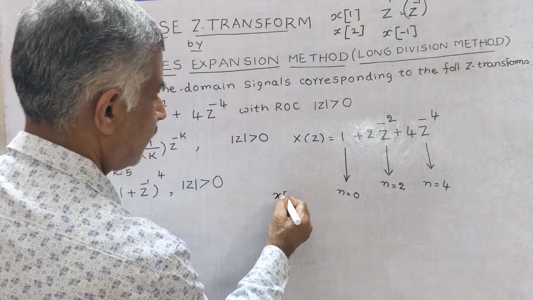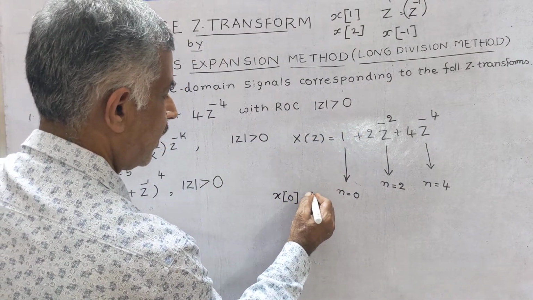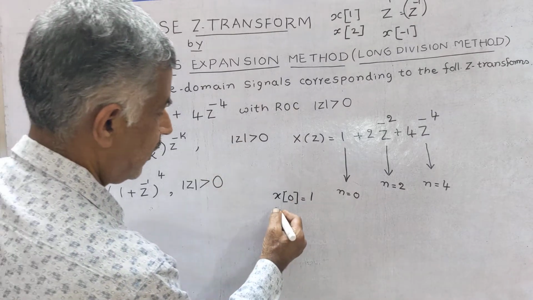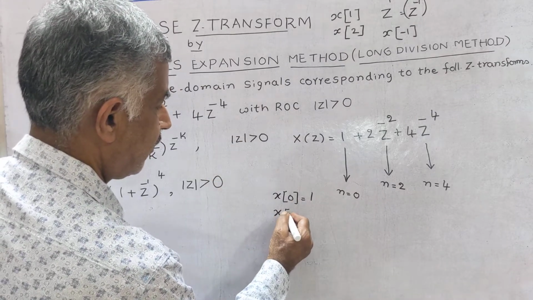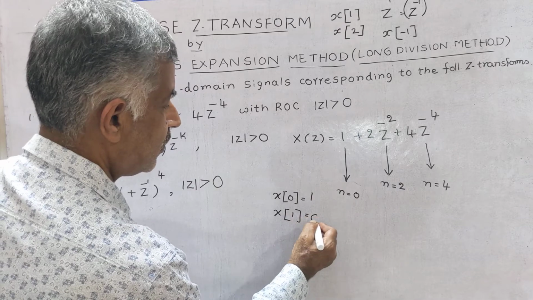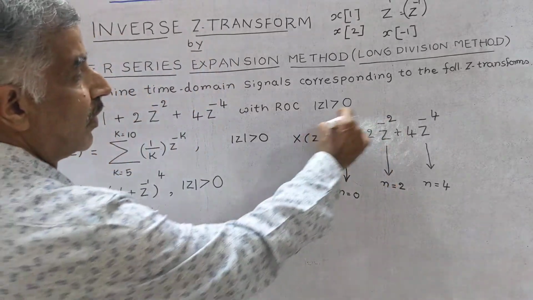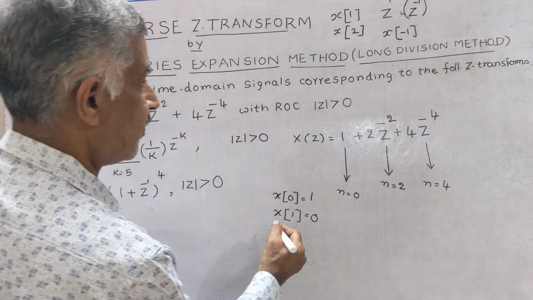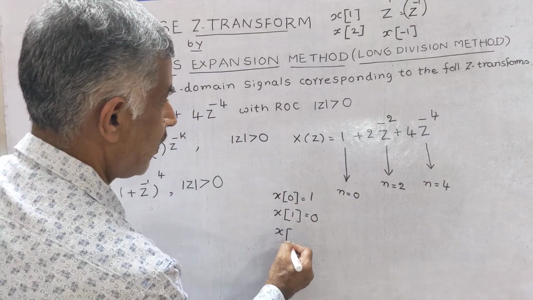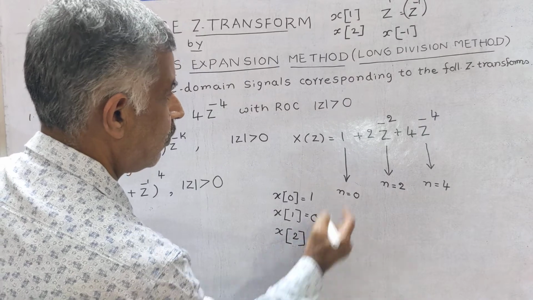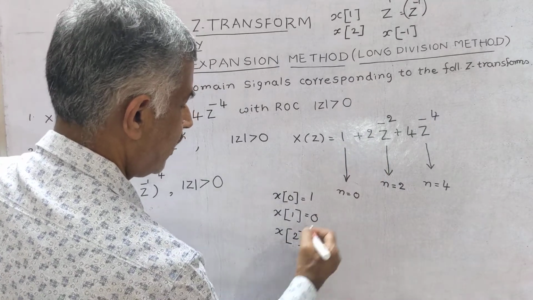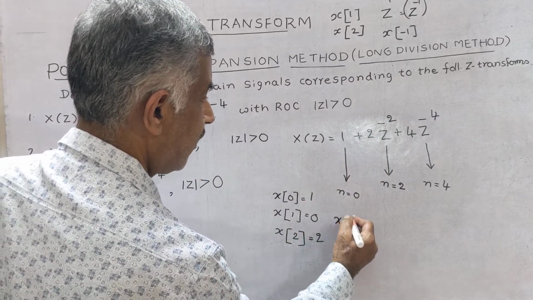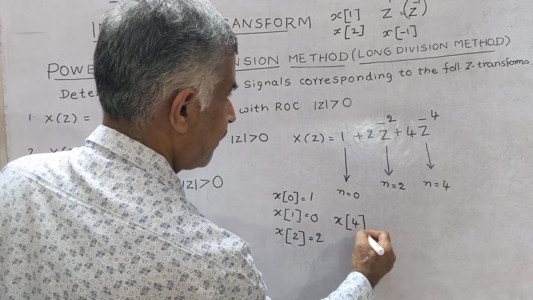Therefore, this is x of 0 equal to 1. Next, x of 1 is 0. So there is no x of 1 term here. n equal to 1 is not in this problem. Therefore, x of 1 is 0. Next, x of 2 is equal to, look into the coefficient, 2. And lastly, x of 4 is equal to 4.